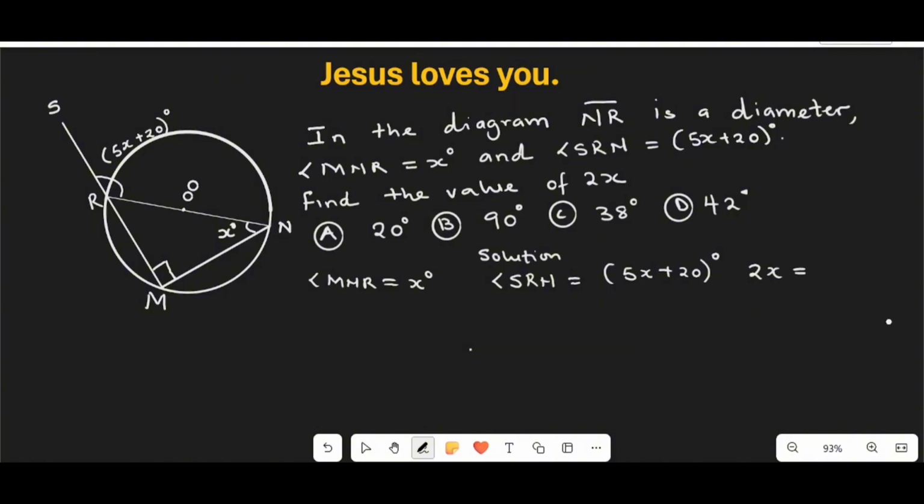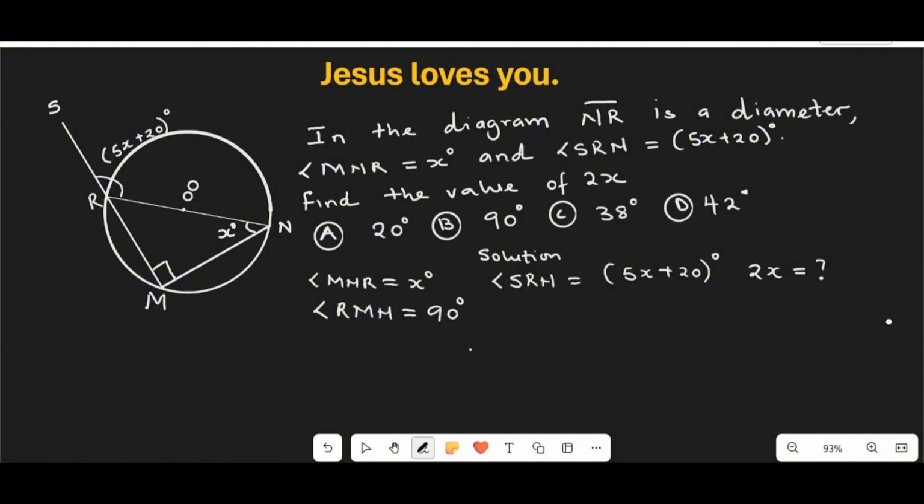2x is currently unknown. Let us use the diameter property. Since NR is a diameter, the angle subtended at the circumference is a right angle. It means that angle RMN is equal to 90 degrees.